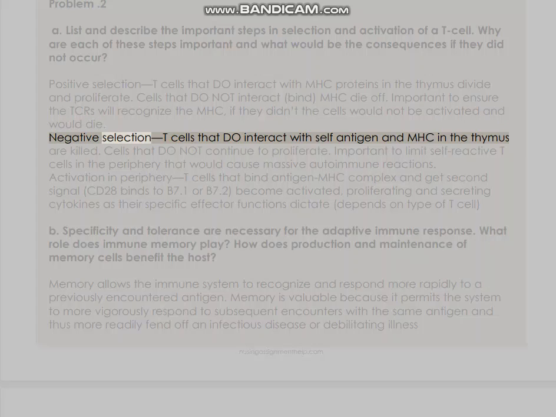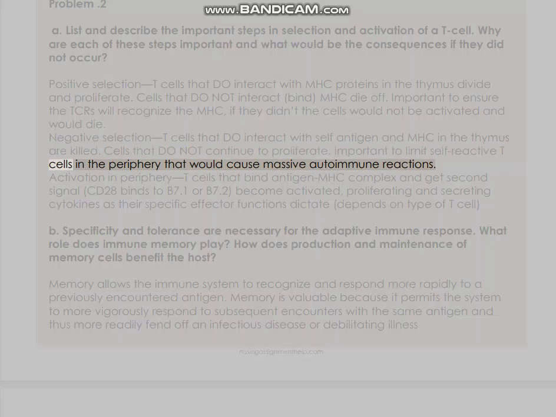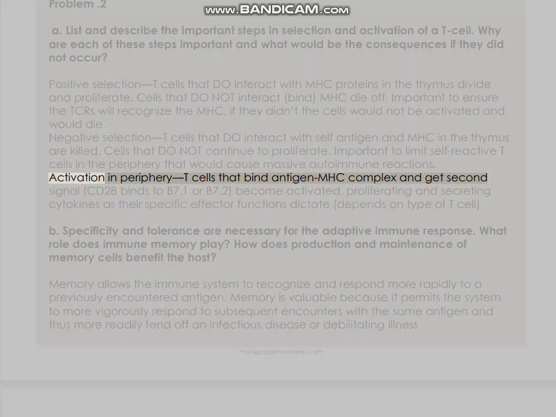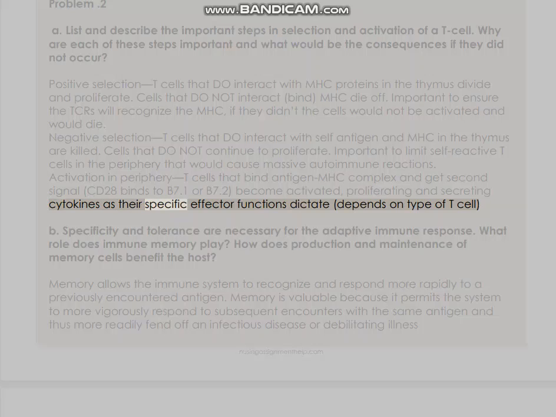Negative selection. T cells that do interact with self-antigen and MHC in the thymus are killed. Cells that do not continue to proliferate. Important to limit self-reactive T cells in the periphery that would cause massive autoimmune reactions. Activation in periphery. T cells that bind antigen MHC complex and get second signal, CD28 binds to B7.1 or B7.2, become activated, proliferating and secreting cytokines as their specific effector functions dictate, depends on type of T cell.